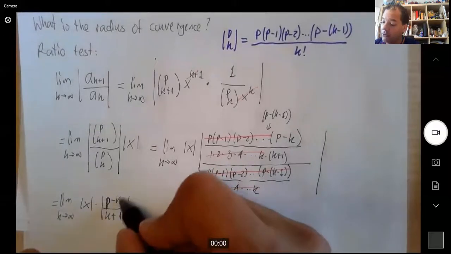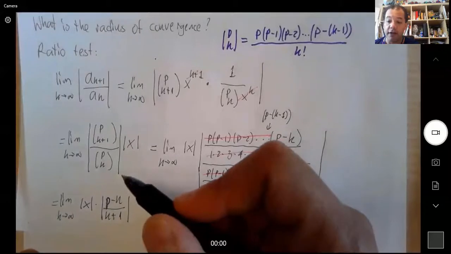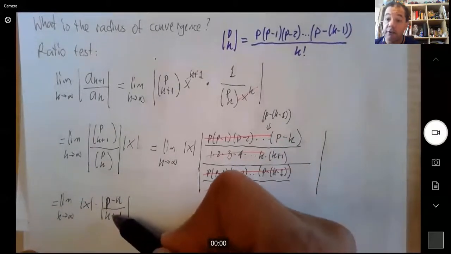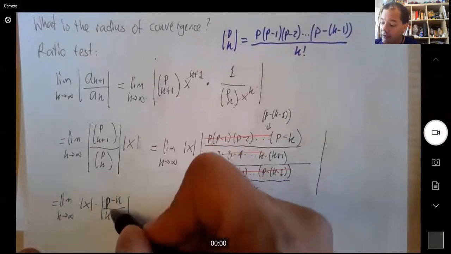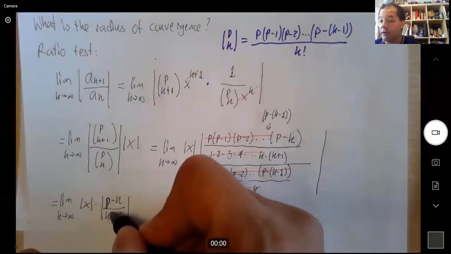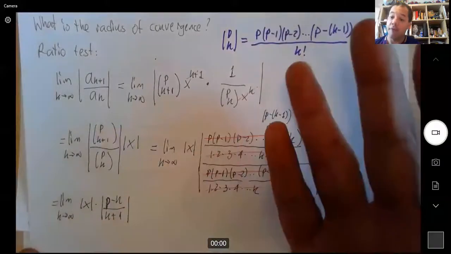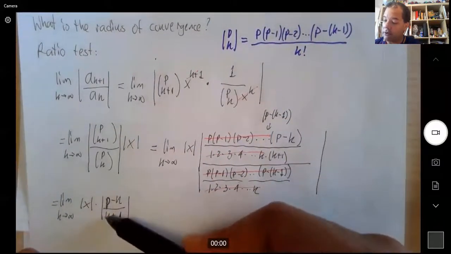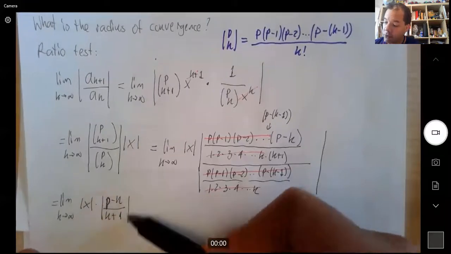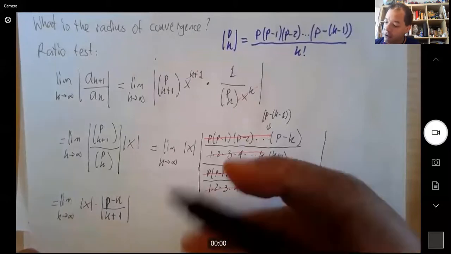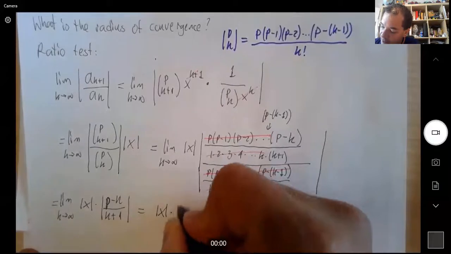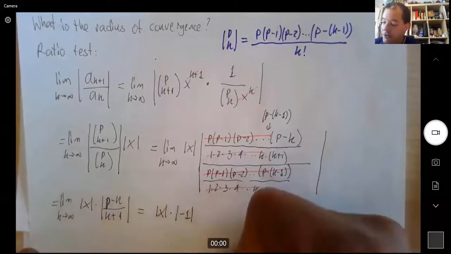And you know how to do this, right? They're both polynomials, so we look at the largest degree. The degree on the top is 1. The degree on the bottom is 1. So they're both degree 1. So then we look at the coefficients. What's the coefficient of this one? -1. What's the coefficient of that one? 1. So this limit will be -1, but it's inside the absolute value, so all in all, this is going to be the absolute value of -1, which is 1.